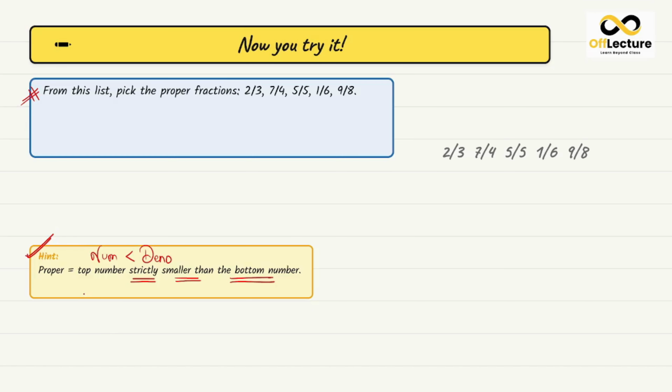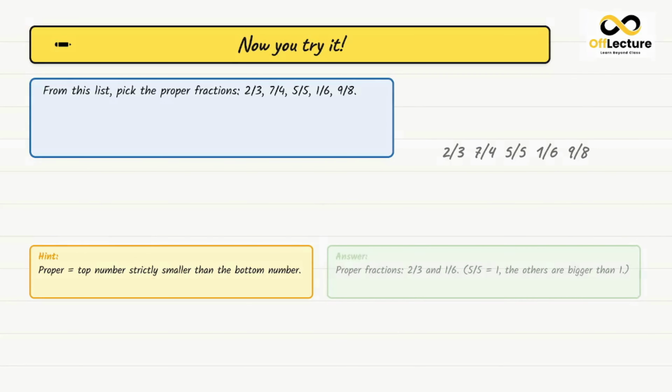Pause the video, and when you resume the video, you will see the answer. So from here, what are the proper fractions? Proper fractions are 2 by 3, that is this one, and 1 by 6, that is this one. Why is 7 by 4 not a proper fraction? Because 7 is greater than 4. So definitely this will not be a proper fraction. Why is 9 by 8 not a proper fraction? Because 9 is greater than 8. So this is also not a proper fraction.